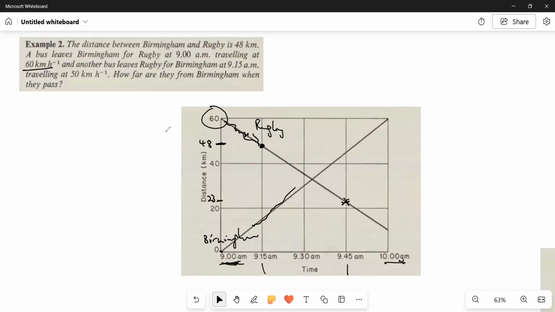In half hour, it will travel 25 km, right? And if you start here, you'd have to check 25 going this way, and that will bring you to 23 here, right? And that's your second point. And you just draw a straight line through. And all you got to do now is where they intersect there, that's your time, right?